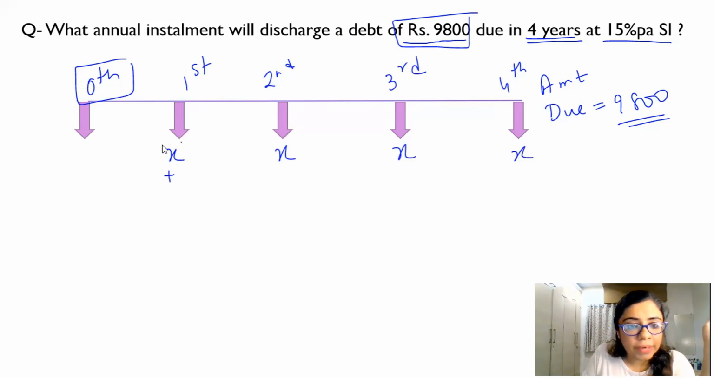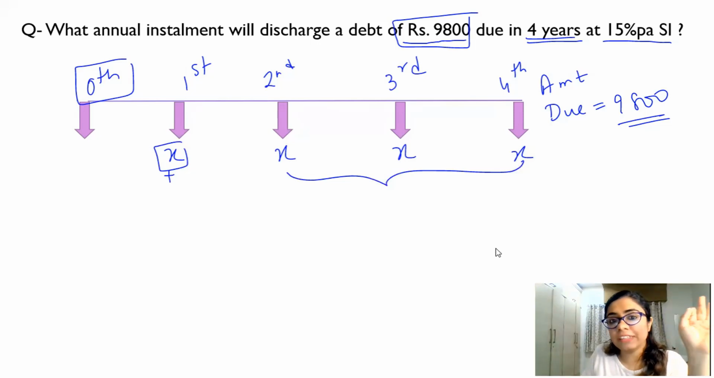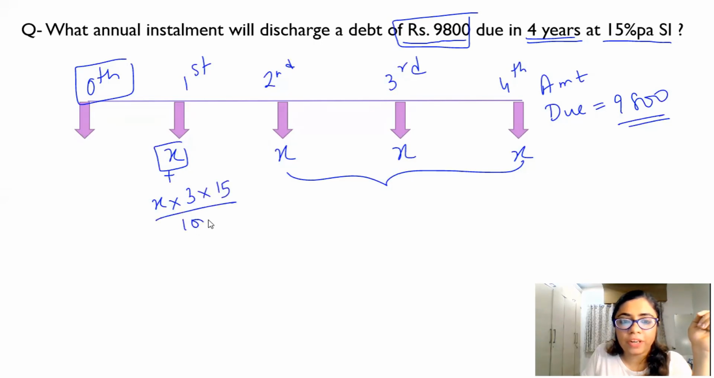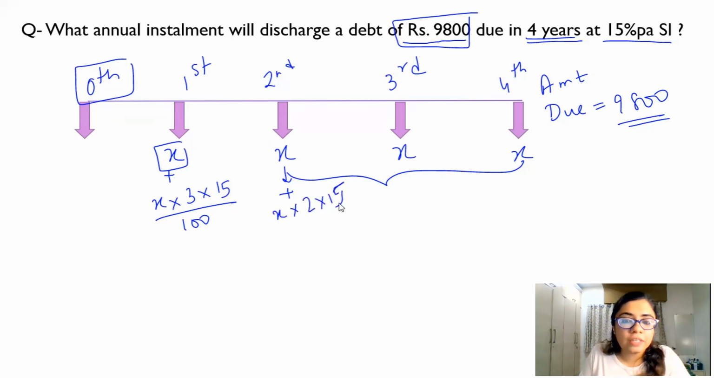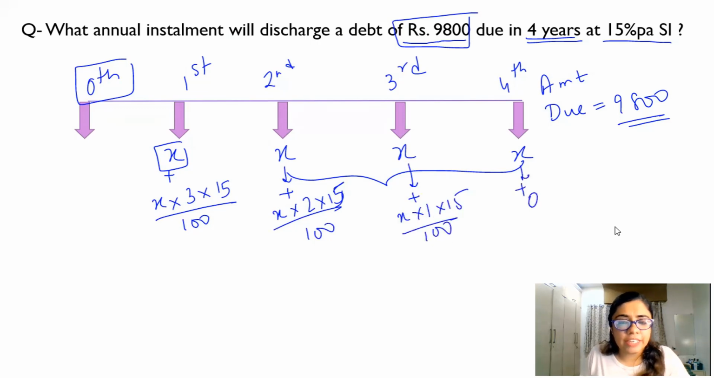Let's say you pay an installment of X rupees every year. Now the first installment has been paid 3 years prior, so it will generate an interest for 3 years. So that will be X into 3 into 15 upon 100. This will generate an interest for 2 years because it has been paid 2 years earlier, so that will be X into 2 into 15 upon 100. This will generate an interest for 1 year, so X into 1 into 15 upon 100. This will not generate any interest.